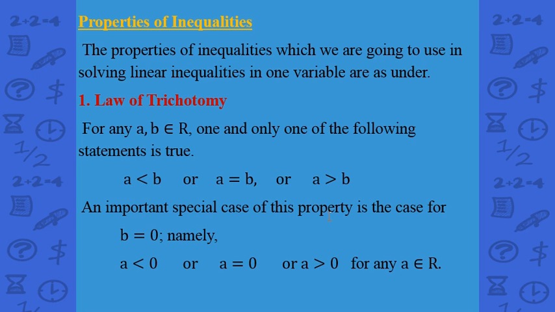An important special case is b equal to 0. When we put b as 0 in all three statements, we will have a < 0, or a = 0, or a > 0, for any a belonging to the real numbers.